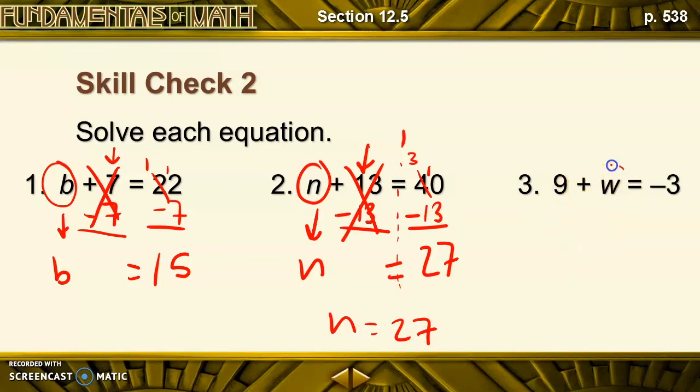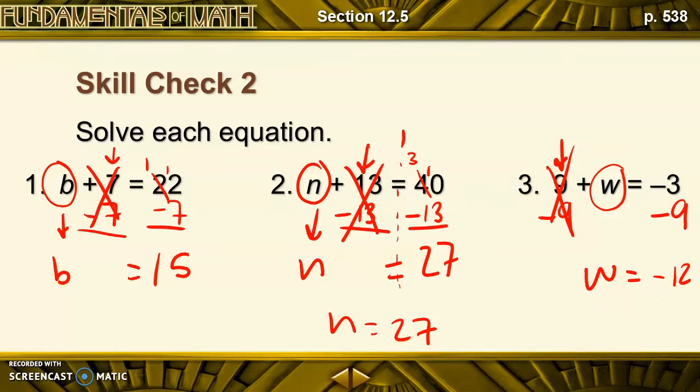This next example, we're going to circle our variable. In this case, our variable is w, and his buddy is 9. So the opposite of adding 9 is subtracting 9. I'm going to go ahead and subtract 9 on both sides. This cancels out, and I get w is equal to negative 3 minus 9. If you borrow $3 and then borrow $9 more, you borrowed a total of $12. So w is equal to negative 12.